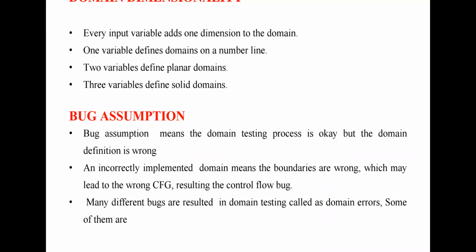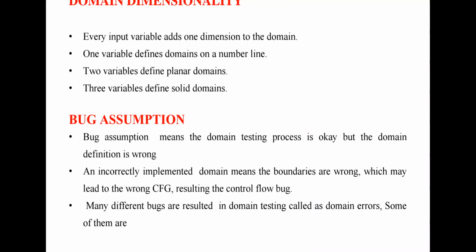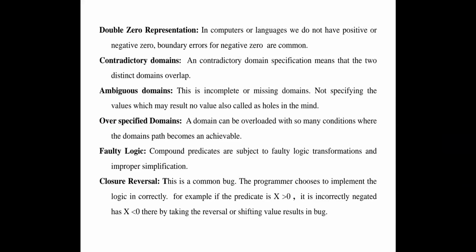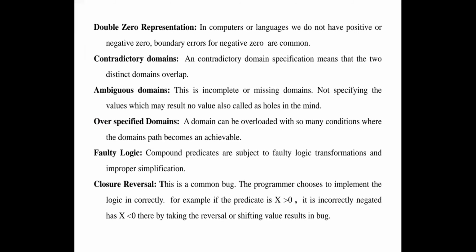So all these bugs are called domain bugs, or domain errors. These are the different errors that will be produced when you are performing domain testing. The errors that are produced in domain testing are called domain errors. So these are the different bugs that will arise when you're performing domain testing. What will be the bugs that will be produced?